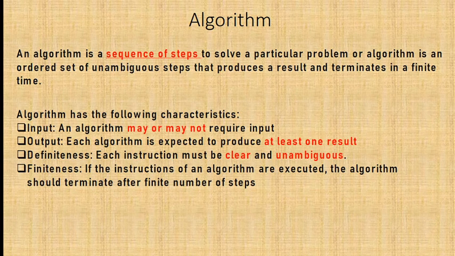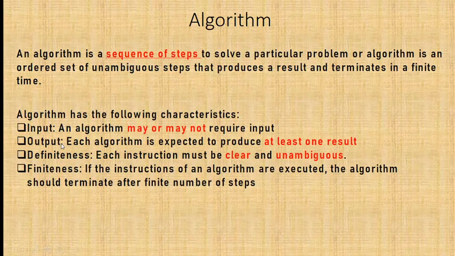So first we go to the algorithms. What is an algorithm? An algorithm is a sequence of steps to solve a particular problem, or an ordered set of unambiguous steps that produce a result and terminate in a finite time. An algorithm has four characteristics.